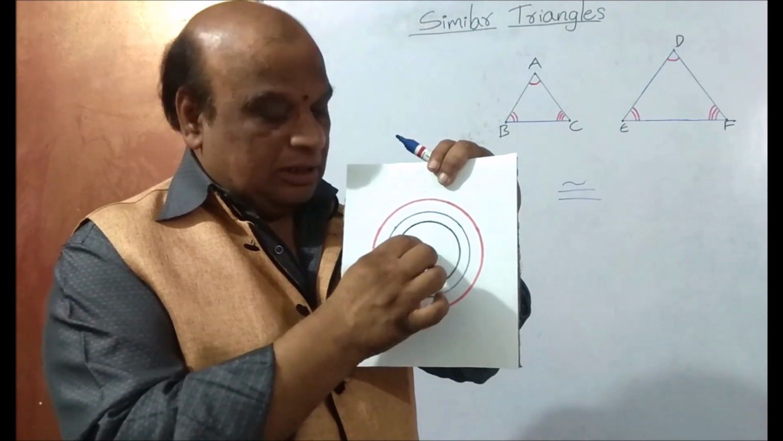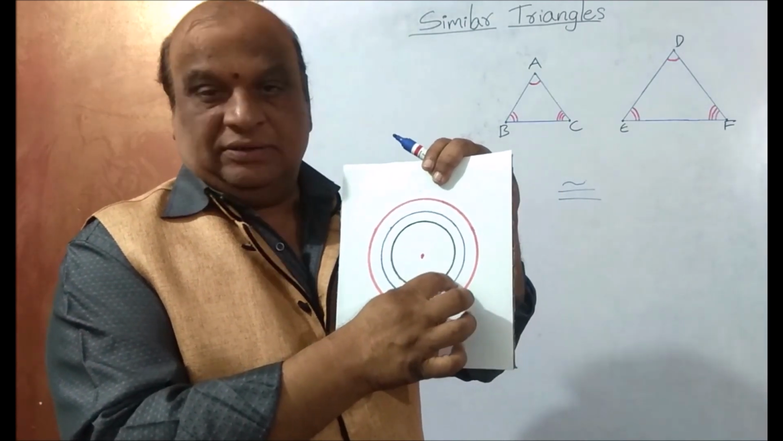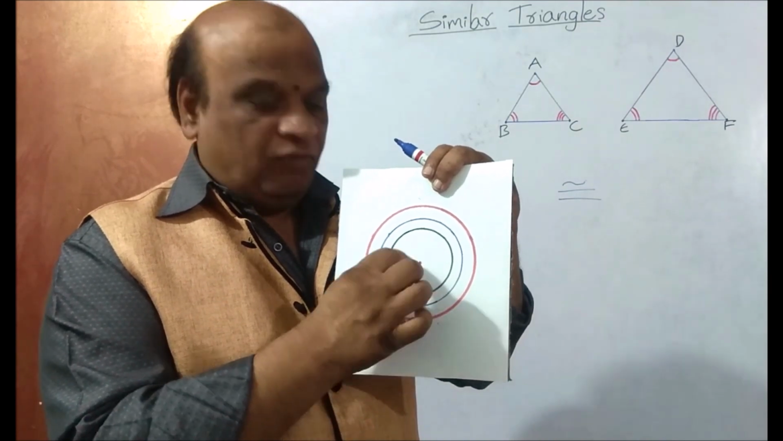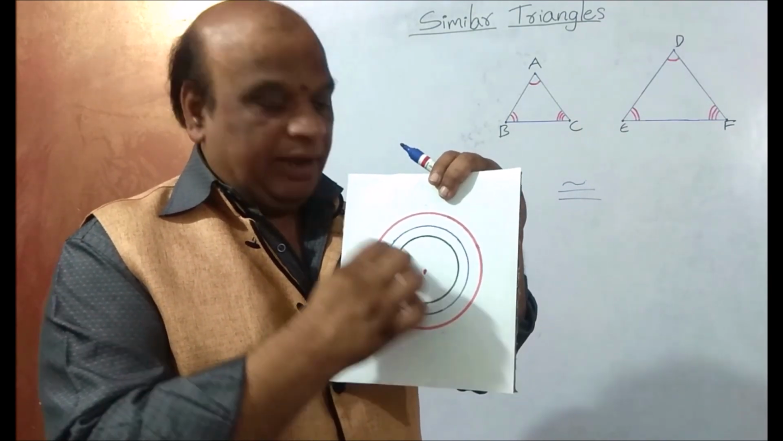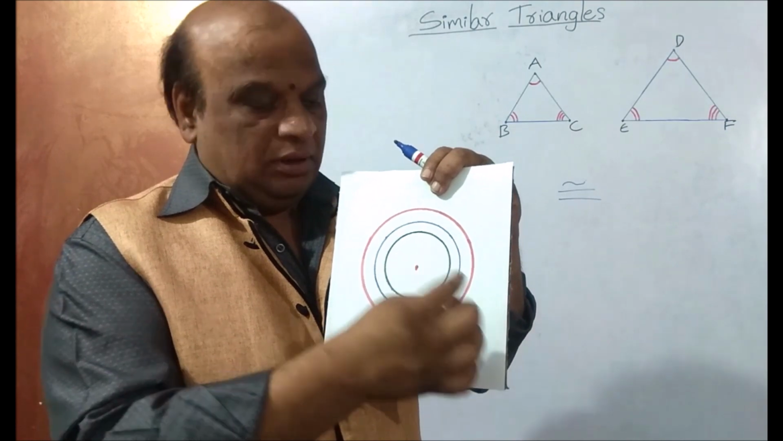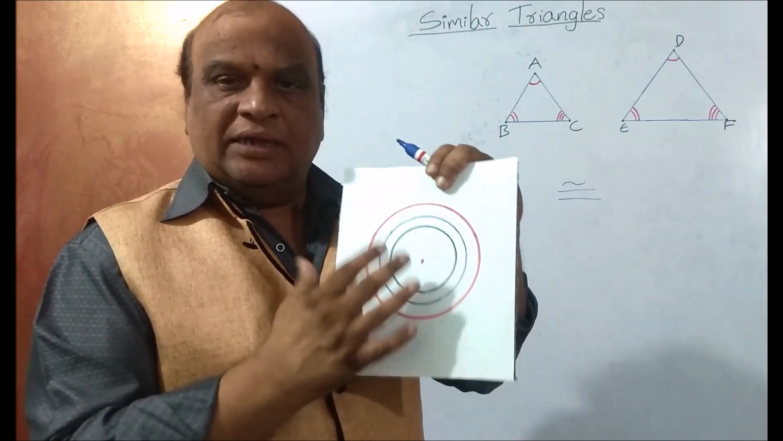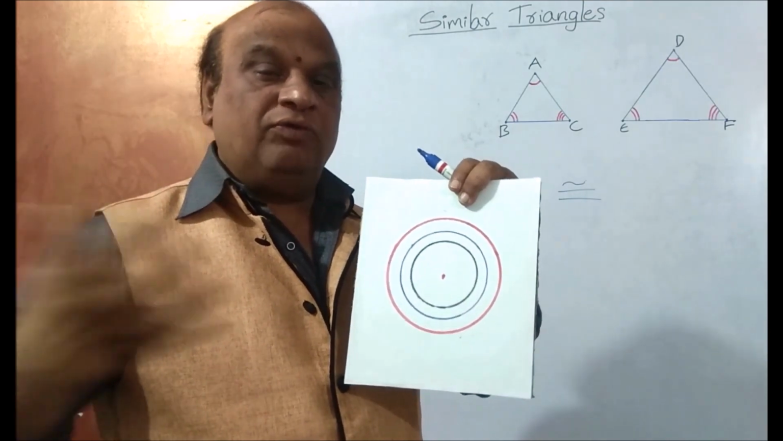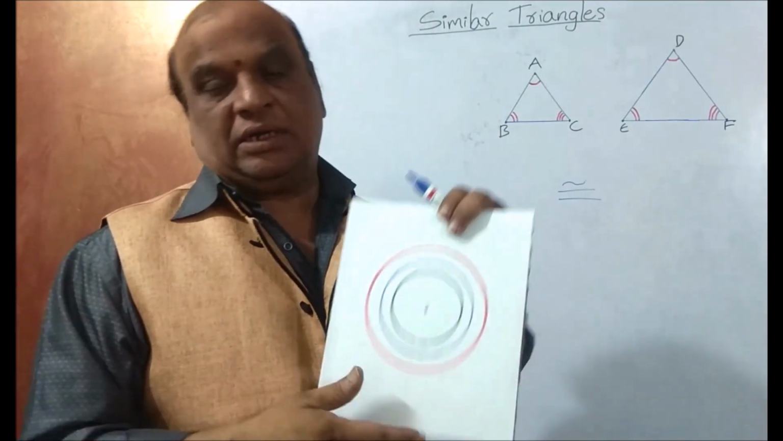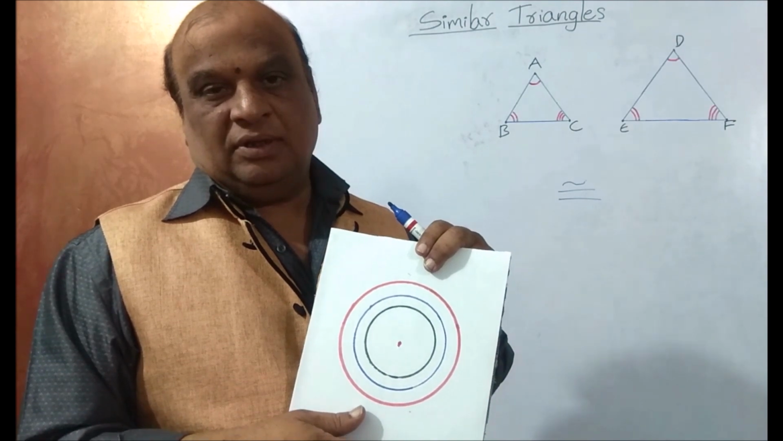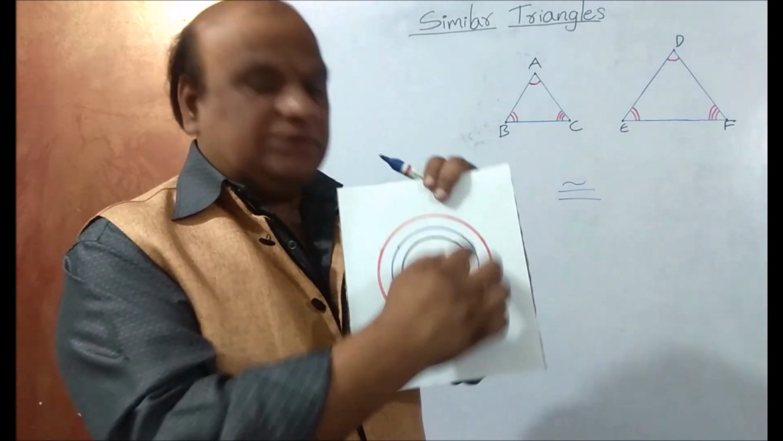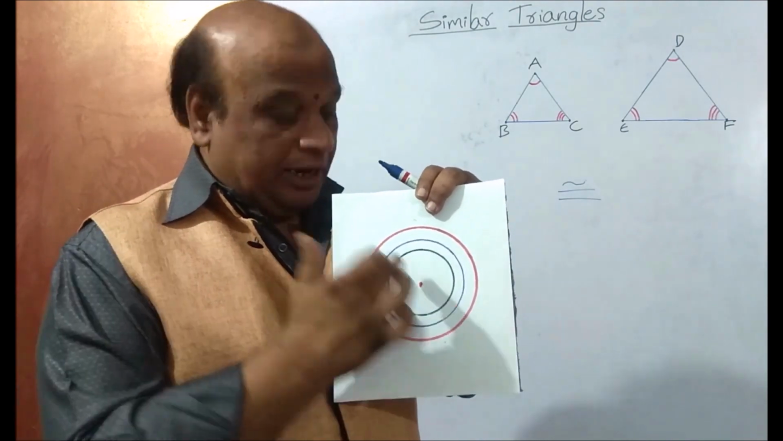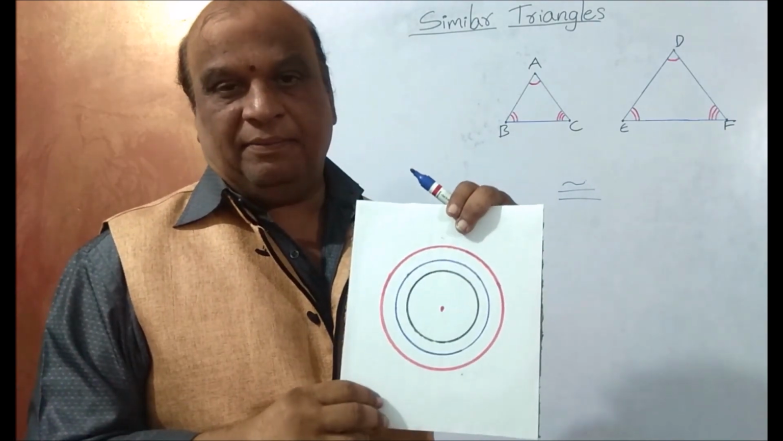The second circle is 6 or 7. 5, 7. And the next one, 9 or 8. Gradually we are increasing the radius, we can get a number of circles. Then these circles have the same ratio. What is the ratio here? Ratio of radii.